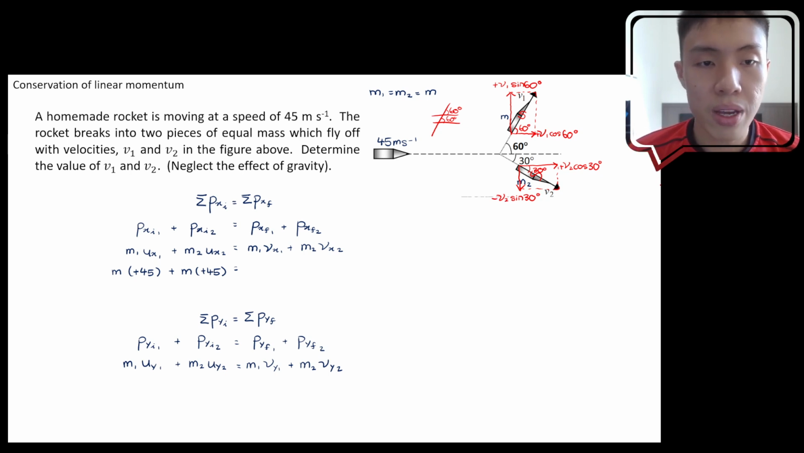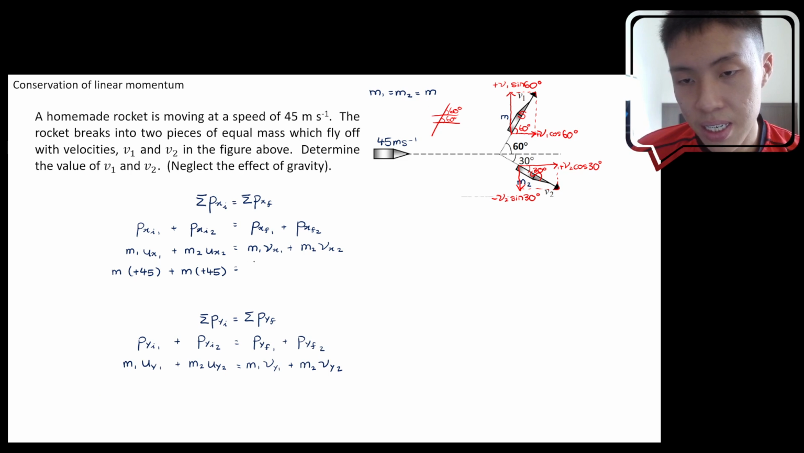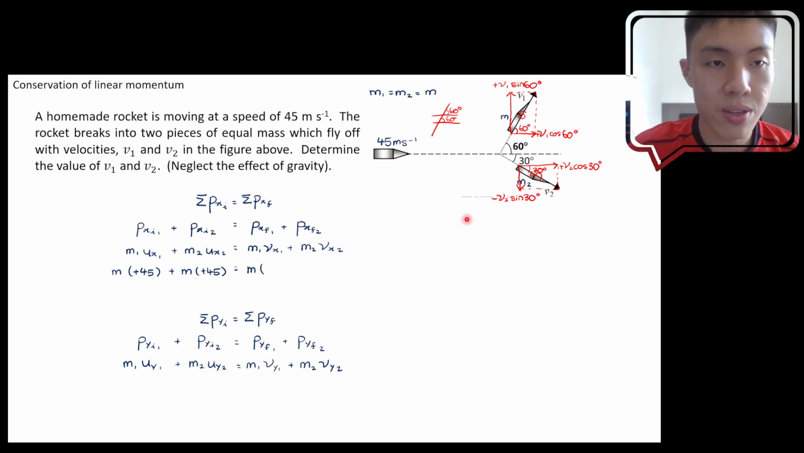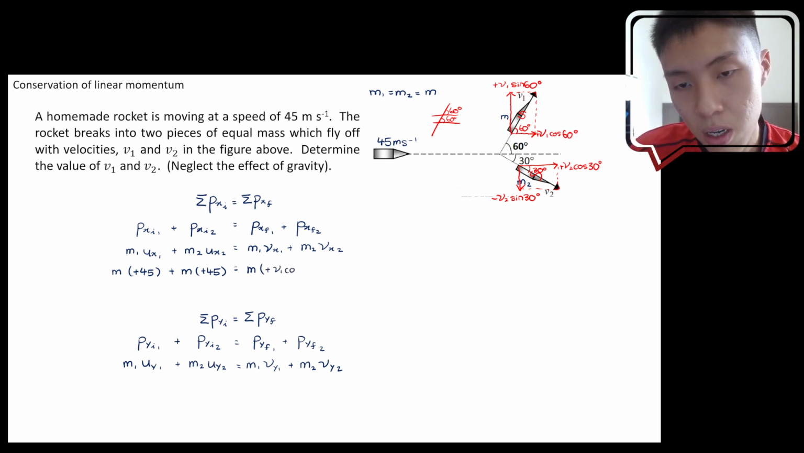Okay, so now we are clear with which one is positive, which one is negative. We've resolved all the velocities already. Now we go back to our substitution. So m1 again is just m, vx1. Vx1 will be the x component of object 1, the object on top. So this is positive v1 cos 60 degree.